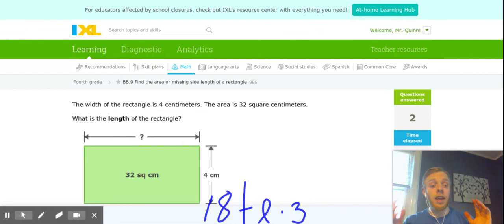So if you're given length and width, you're going to multiply. If you're missing a length or you're missing a width, that's where you're going to use algebra and you're going to do a little bit of division.